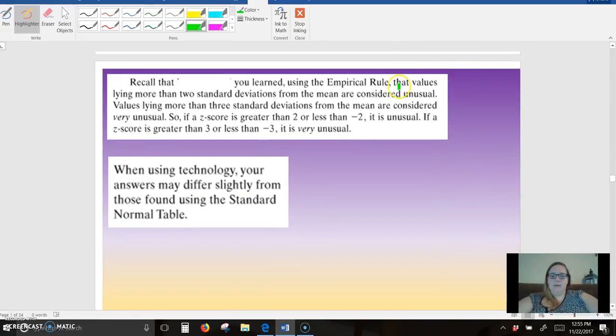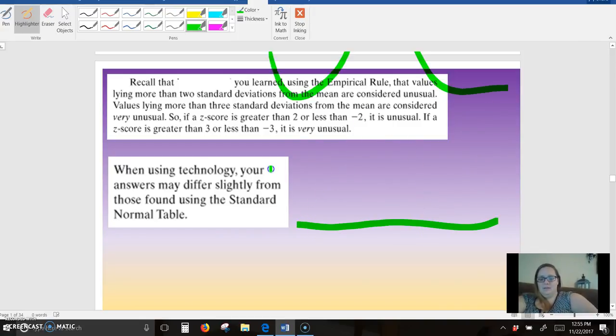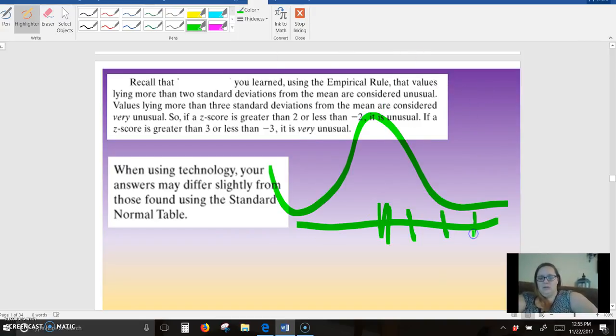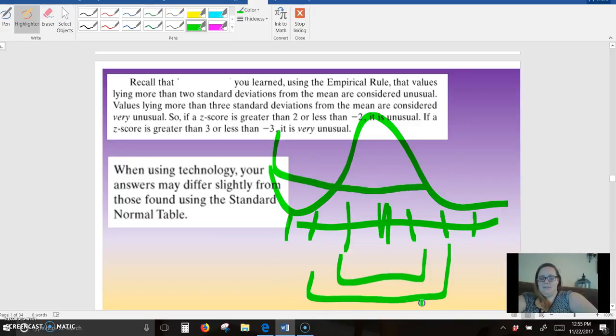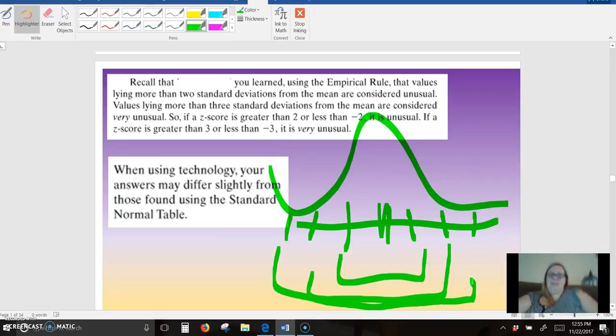All right, so we learned the empirical rule. That was this guy. 68% of the data happens here. 95% of the data happens here. 99.7% of the data happens there. That was the empirical rule. And then I talked about how if it's greater than 2 standard deviations, so that's here, if it's anything over here, it's pretty unusual. If it's greater than 3, so over here, where it's just 0.5%, the probability is there, it's very unusual.